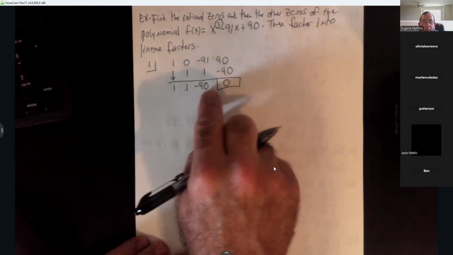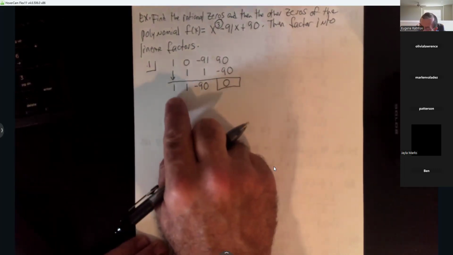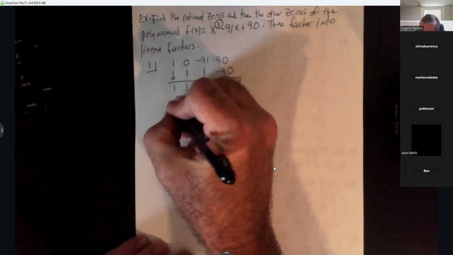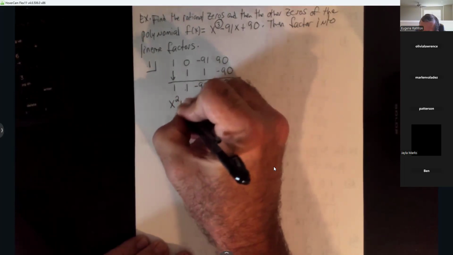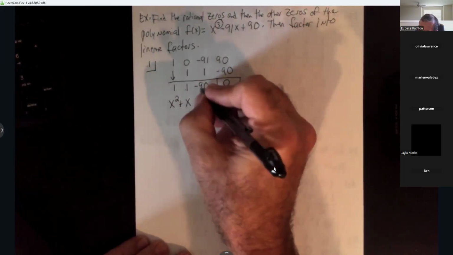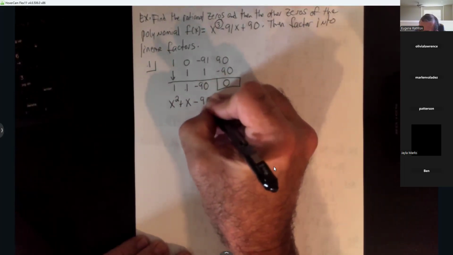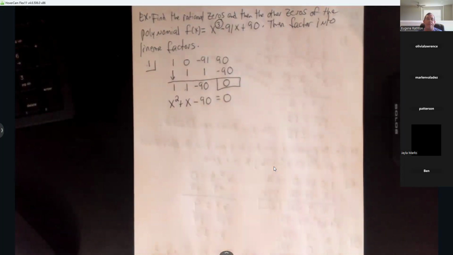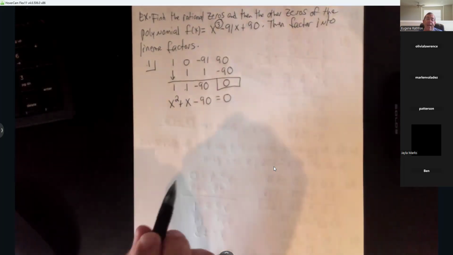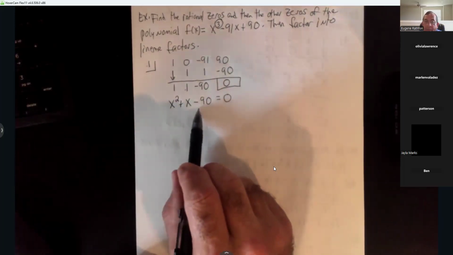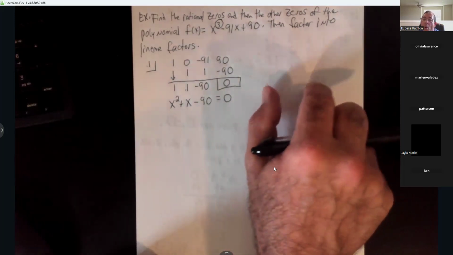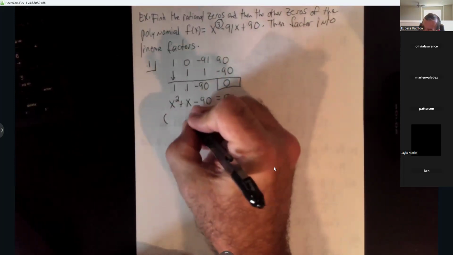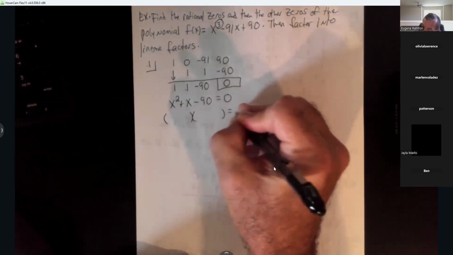So now these are 3 coefficients. Remember, since it started with an x cubed on this one, that means I got 1x squared plus 1x minus 90. I'm going to set that equal to 0 and solve it. Now me, I'm going to factor that, but if you don't like factoring, you can always do the quadratic formula, okay?